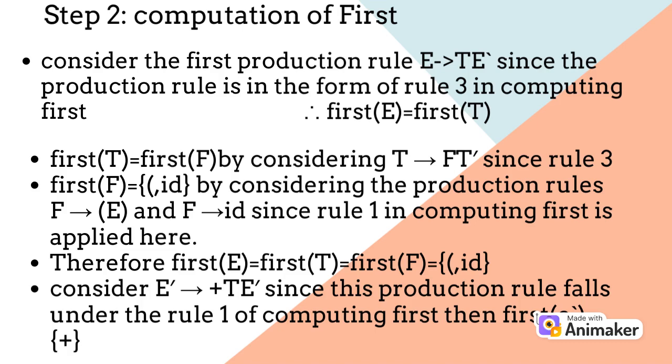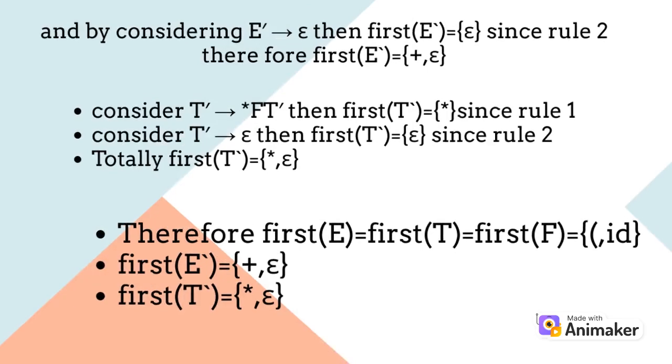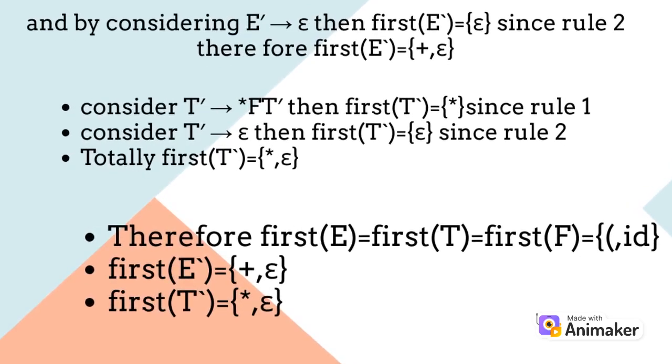Consider E' tends to plus TE'. Since the production rule falls under Rule 1, first of E' is equal to plus. By considering E' tends to epsilon, first of E' is equal to epsilon by Rule 2, therefore first of E' is equal to plus and epsilon. Consider T' tends to asterisk FT', then first of T' is equal to asterisk, and T' tends to epsilon, then first of T' is equal to epsilon. Totally, first of T' is equal to asterisk and epsilon. Therefore for all the non-terminal symbols in the given grammar we have calculated first as mentioned above.